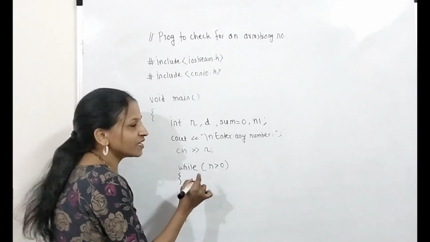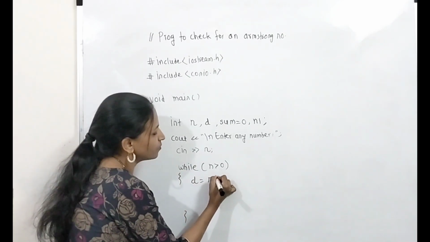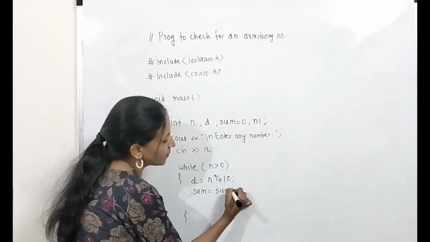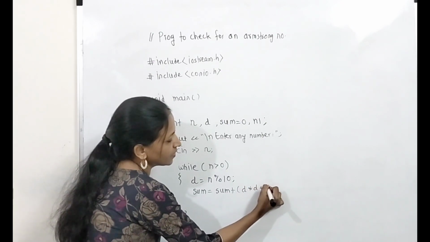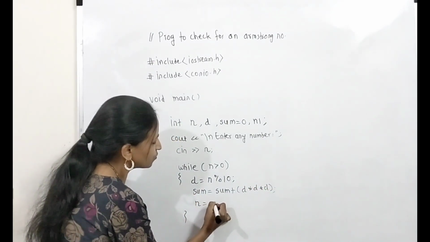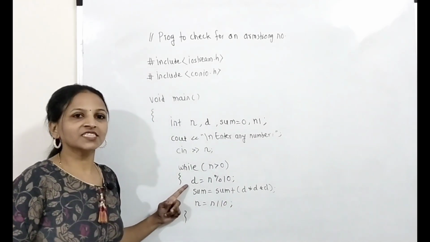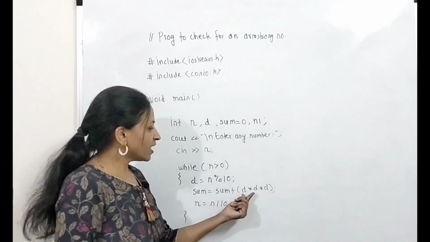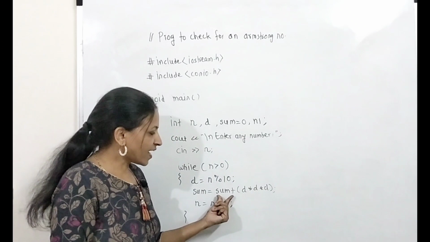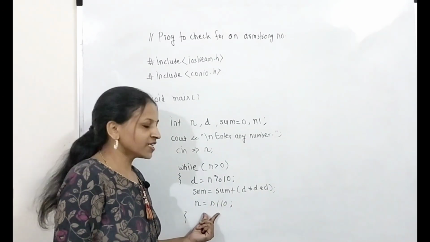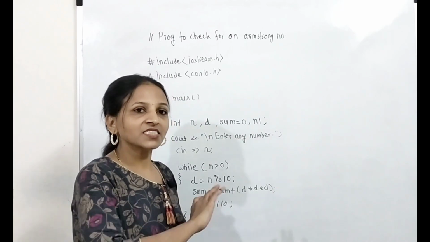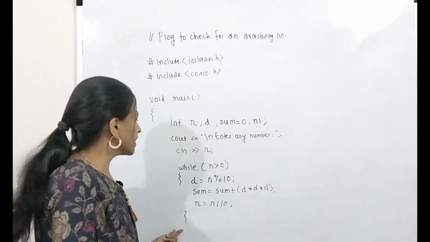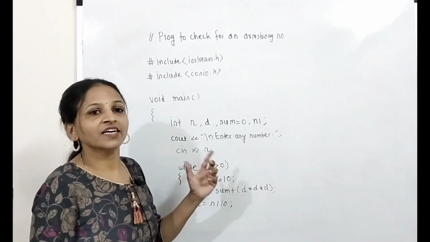Now here what should be done? First separate the digit like d equals n modulus 10. Then do the sum equals sum plus d cube. And finally modify the number like n equals n divided by 10. What will happen? First, the digit we have separated using modulus 10. Here we will always get the last digit. Then that last digit's cube we have done and added inside the sum variable, and then we have modified that number. Means the last digit whatever we have separated, the remaining number we will get using the division operator. That will be the quotient. And again we will do the same task repeatedly till n greater than 0.